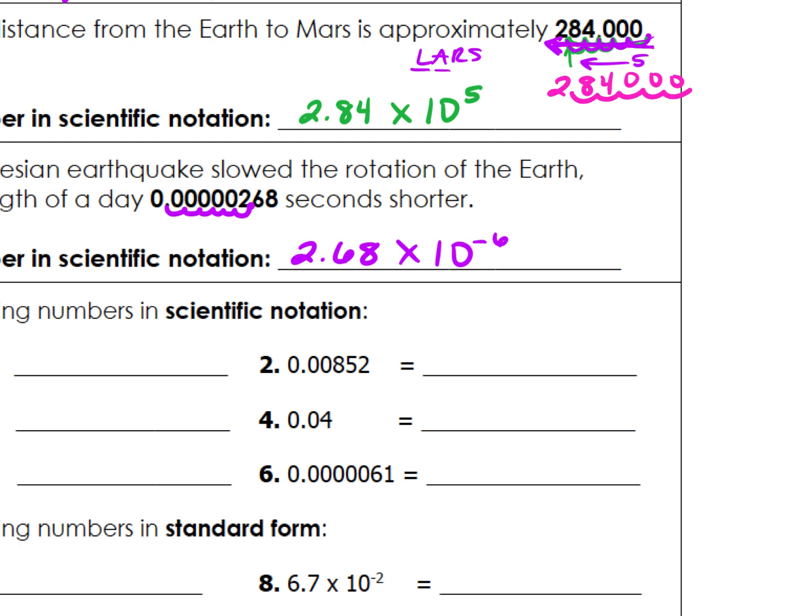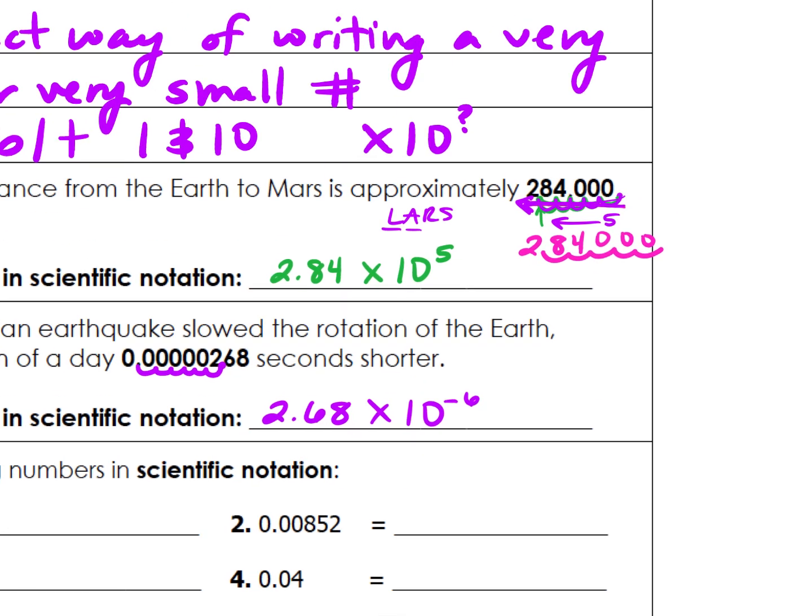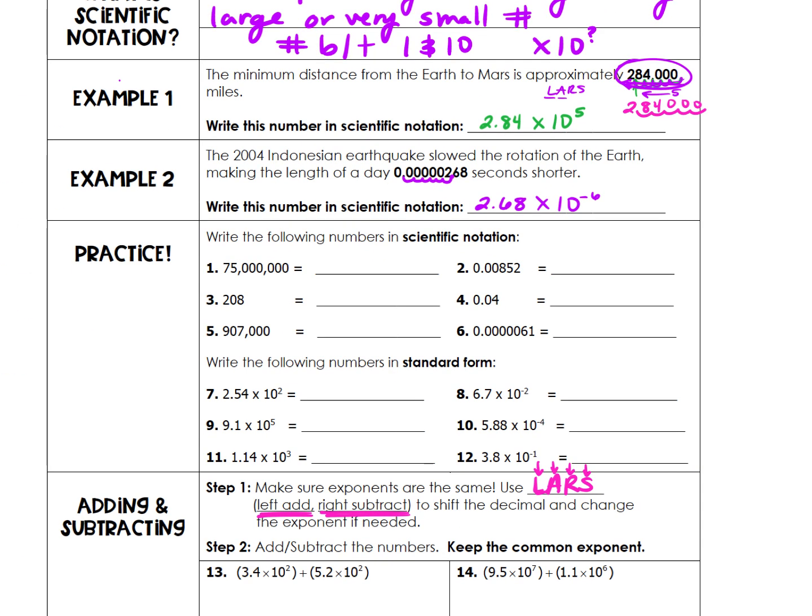So just keep in mind, it feels kind of backwards to me. I don't know, scientific notation always tricks my brain a little bit. If I have a number and I make the number smaller, like I did on this first one, right? It was 284,000 and I made it 2.84. If I make my number smaller, I make my exponent bigger. If I make my number bigger, then I make my exponent smaller. Does that make sense?